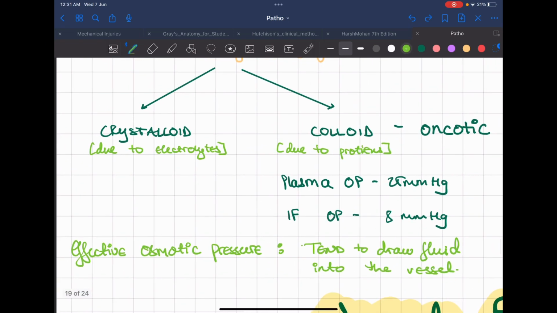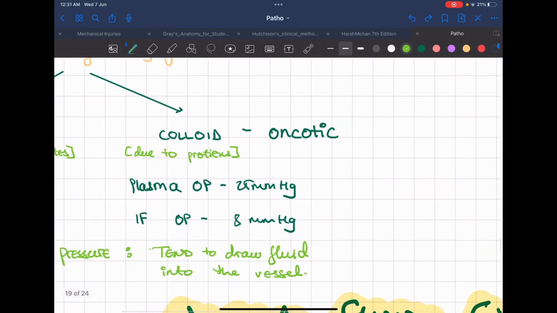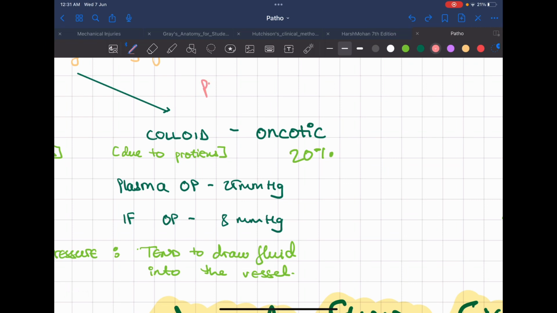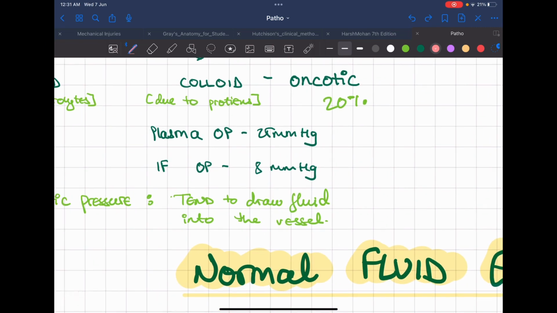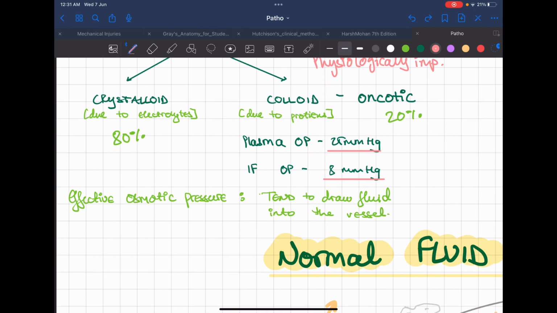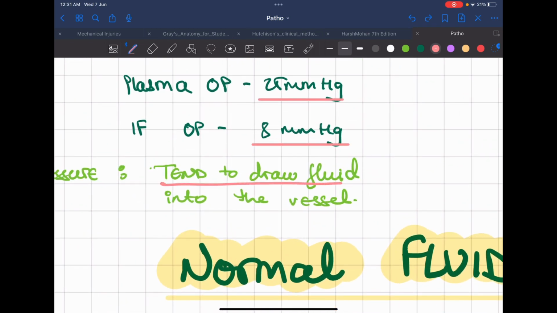Crystalloid osmotic pressure constitutes 80% of the osmotic pressure, whereas the oncotic pressure is due to the proteins and constitutes only 20% of the whole osmotic pressure, but it is physiologically more important. Again, the oncotic pressure in the plasma is 25 mmHg and the interstitial fluid oncotic pressure is 8 mmHg. So basically, what does the osmotic pressure do? Osmotic pressure tends to draw the fluid into the vessel. In short, osmotic pressure or oncotic pressure tends to accumulate fluid into the vessel or the capillary where it is.